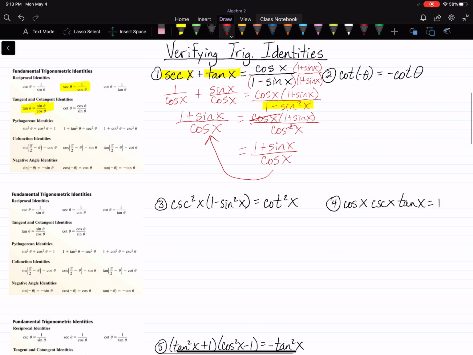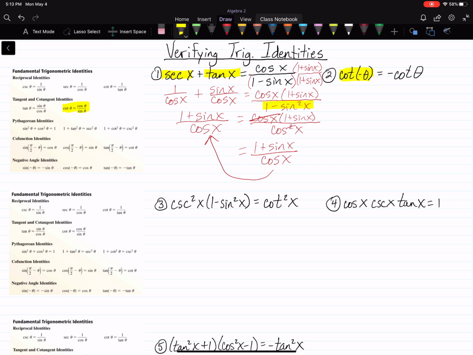Number 2 is not near as long. Here's one where it's pretty simple. We have a cotangent of negative theta. So if you look at your negative angle identities, it says the cotangent of negative theta. I'm going to change everything to sine and cosine, and you'll see why in a second. I'm going to use that.